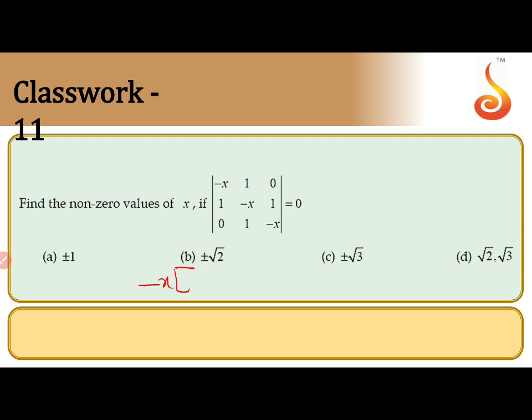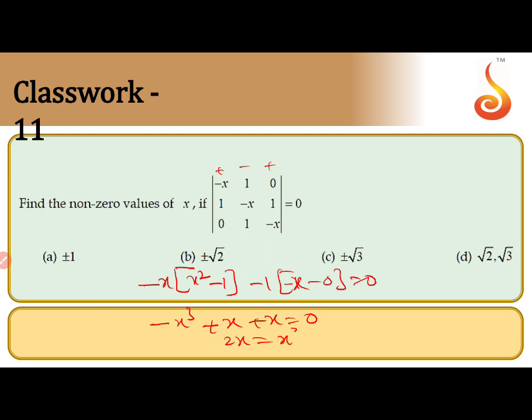Expand the determinant. Minus x into x square minus 1. Minus 1 into minus x minus 0, with signs minus, plus, minus. Then the last position is 0. Now solve that one. 1 into 1 minus x, so 0. The last term is obviously 0 only. Now multiply. Minus x cube plus x equal 0.